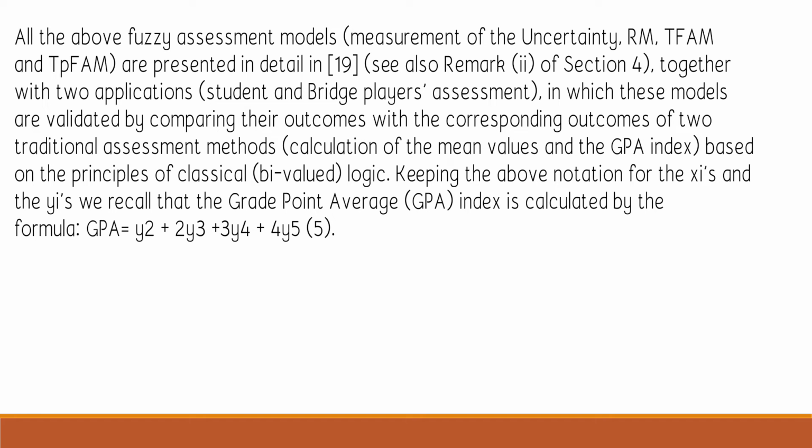The GPA index is calculated by the formula GPA equals y2 plus 2y3 plus 3y4 plus 4y5, divided by 5. So this is the formula to calculate the GPA. I will repeat one more time: GPA equals y2 plus 2y3 plus 3y4 plus 4y5, divided by 5.